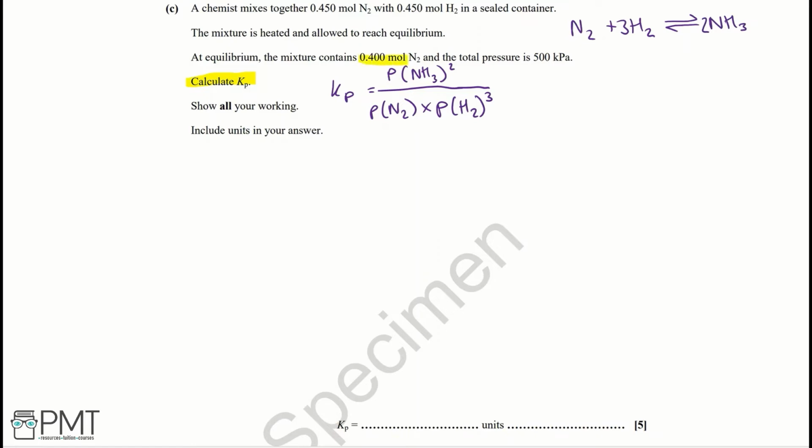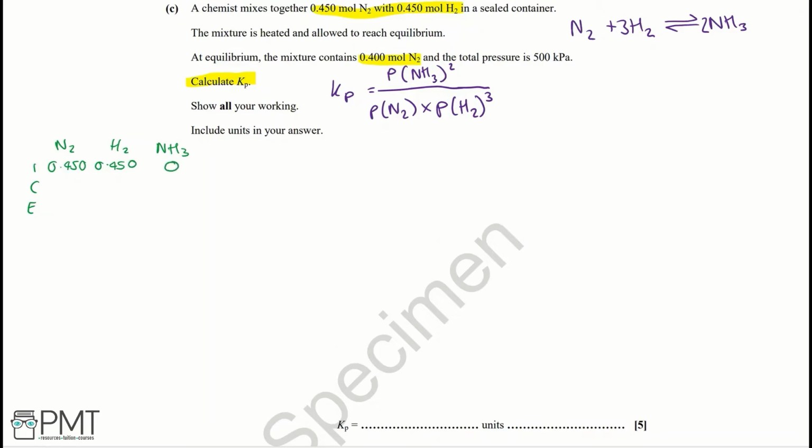We've got the number of moles of N2 at equilibrium and the initial moles of N2 and H2. So we can work out the moles at equilibrium of H2 and NH3. If we do an ICE calculation, we have N2, H2, NH3. Our N2 initially will be 0.450 and so will our H2. And initially we will have no ammonia.